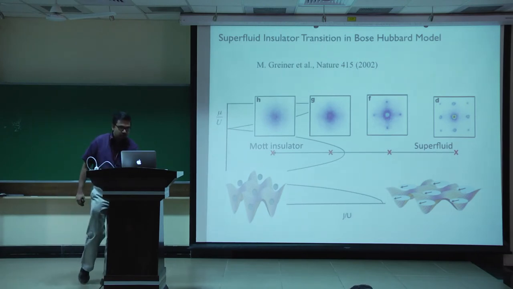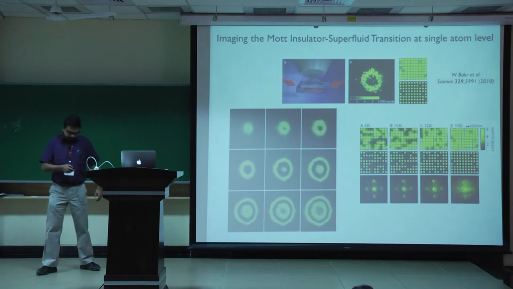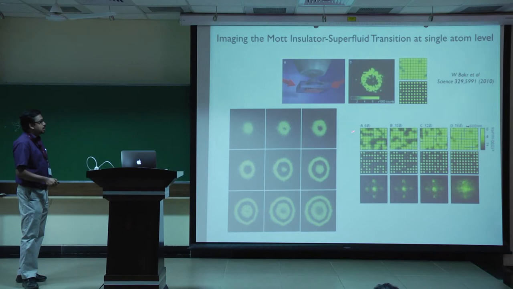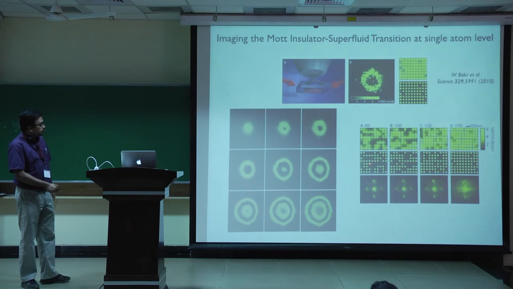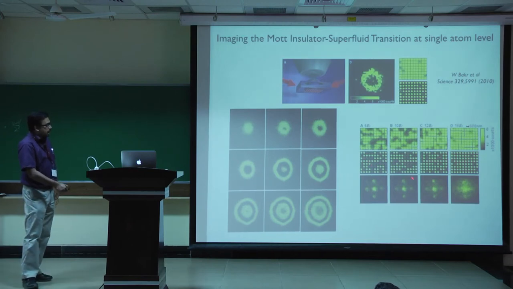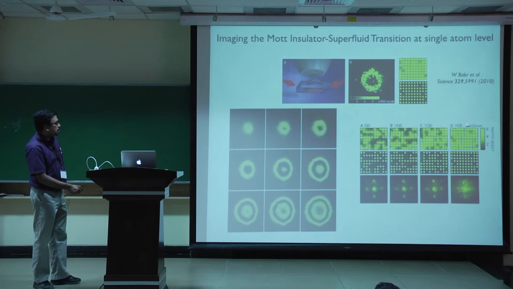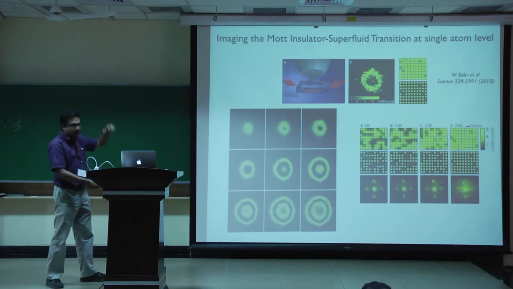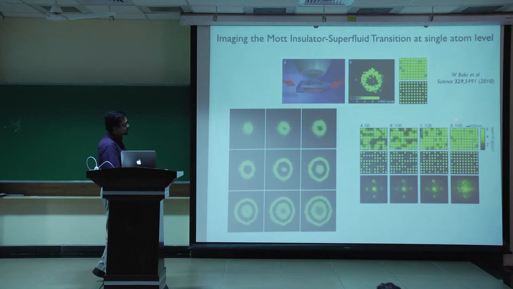Now, that was 2002, and this is 2010, again from Markus Greiner's group, but this time at Harvard. And what they can do is they can now have site-wise resolution. So every pixel that you see is actually a lattice site. What you are measuring is whether you have even or odd particles here. And you can see that as you go to a large value of, so this 16 E_R or 12 E_R is the value of the lattice height. So as you are increasing the lattice height, you are decreasing the J. So you are going towards the Mott phase.